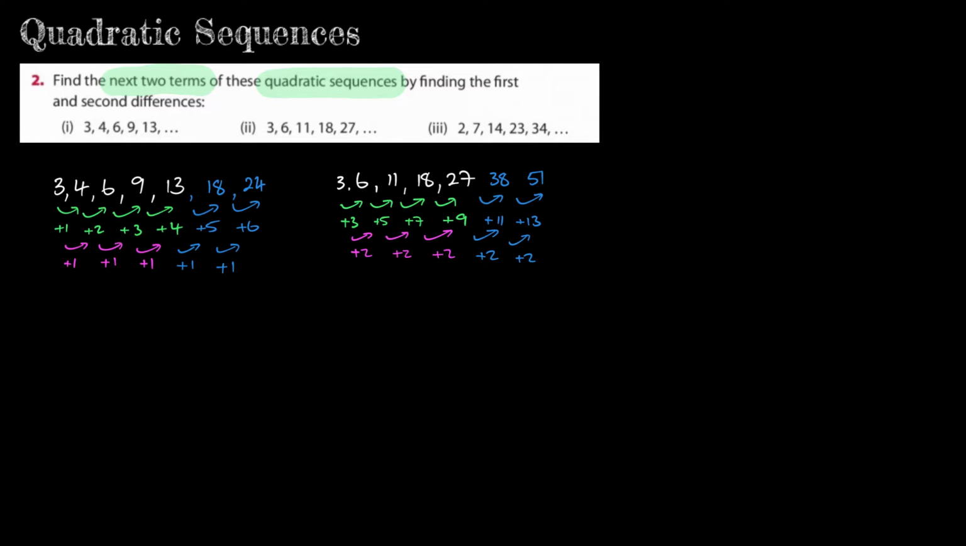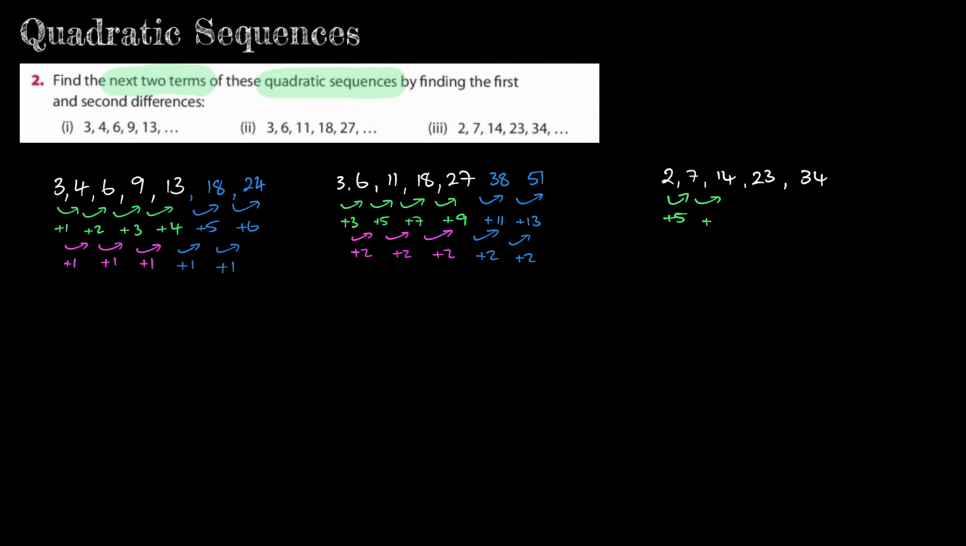Okay, that brings us on to the last part there, which is part 3. And we'll have a look at that now. So part 3, we've got a sequence 2, 7, 14, 23, 34. And it goes on and on and on. We need to find the next two terms. So in order to find the next two terms, we need to develop an understanding of how this was generated. And how we do that is we look at the difference between the terms. So here I added 5.